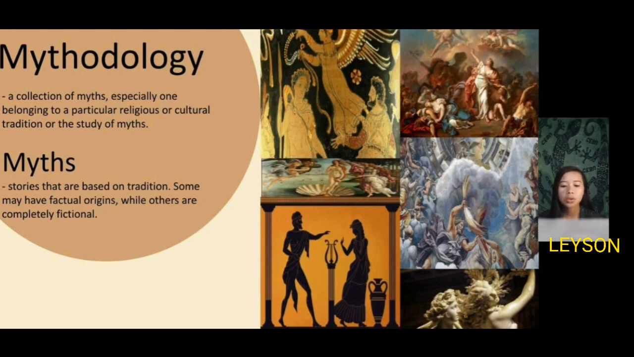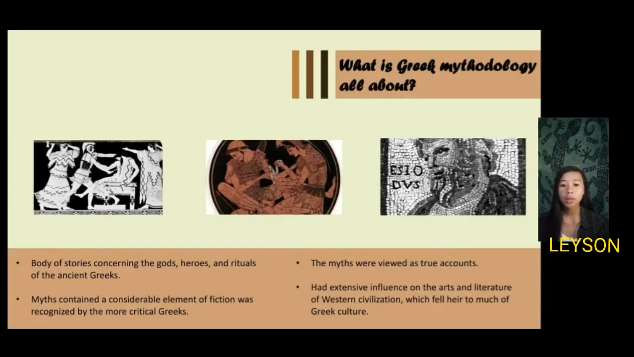We may have studied Greek myths in which gods and goddesses wage war and play tricks on each other. So what is Greek mythology all about? Greek mythology is a body of stories concerning the gods, heroes, and rituals of the ancient Greeks. That the myths contained a considerable element of fiction was recognized by the more critical Greeks, such as the philosopher Plato in the 5th to 4th century BCE. In general, however, in the popular piety of the Greeks, the myths were viewed as true accounts.